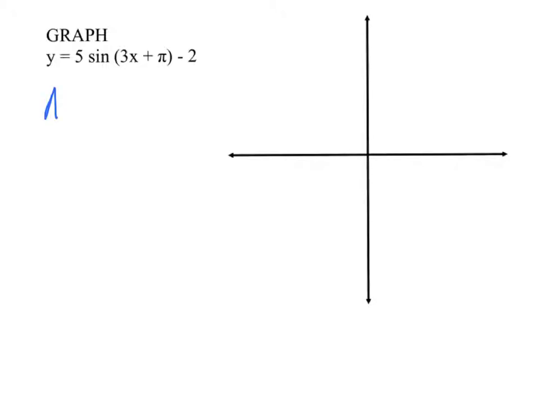Let's start with the amplitude. It's still 5. The period is still 2 pi over that coefficient of x, so 3. Vertical shift, still down 2. So I mean, we haven't changed anything so far. We still got the amplitude in the same way, right? We still got that from here. We still got the period the same way, 2 pi over this value. We still got the vertical shift the same way.